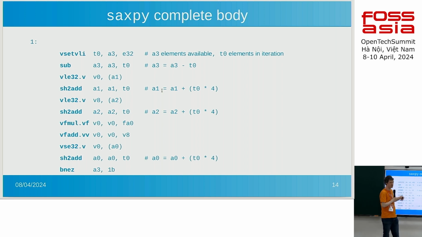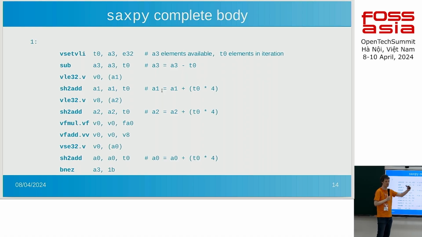SH2 means shifted by 2 bits to the left. So this is shift a value by 2 bits to the left, multiply by 4 in other words, and then add it. So this updates A1 to add T0 times 4. And the reason why we do T0 times 4 is that we have 32-bit elements, or 4-byte elements, and in C, the compiler will do this adjustment, this multiplication for you, but in assembler, the pointers are always in byte values, so you have to adjust for the size of the elements you're operating with.